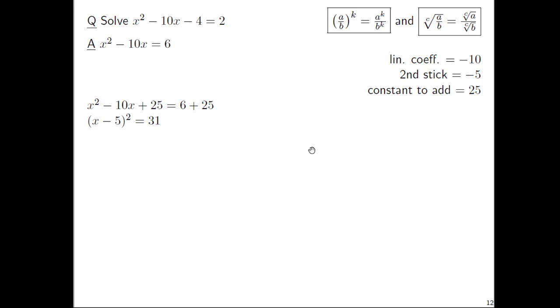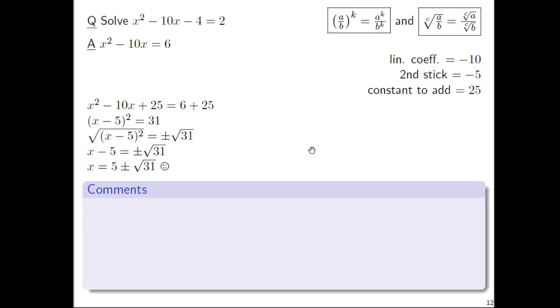It's a little strange with that minus sign, but we're just going to roll with it. On the right side, 6 plus 25 simplifies to 31. Square root both sides. Don't forget your plus or minus sign on the first step where square root symbols appear. The left side simplifies because the square root and the square symbol undo each other, so you have just x minus 5. And then on the right side, we still have plus or minus root 31.